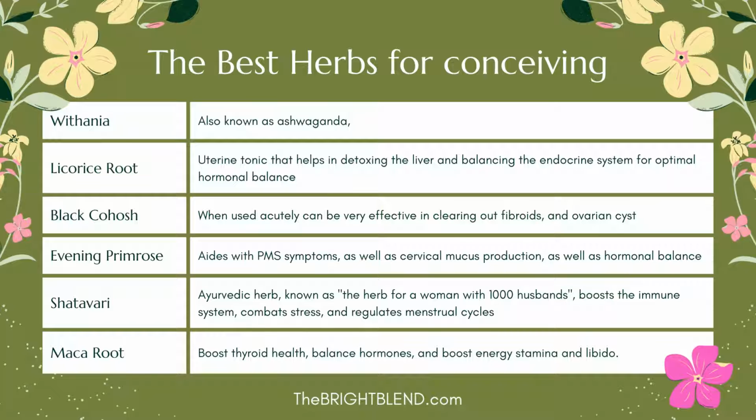Shatavari is one of my favorite herbs also. It's an Ayurvedic herb used for centuries in India, known as the herb for a woman with 1,000 husbands. This herb boosts the immune system, combats stress, and regulates menstrual cycles. Next, we have maca root. This boosts thyroid health, balances hormones, and boosts energy, stamina, and libido.